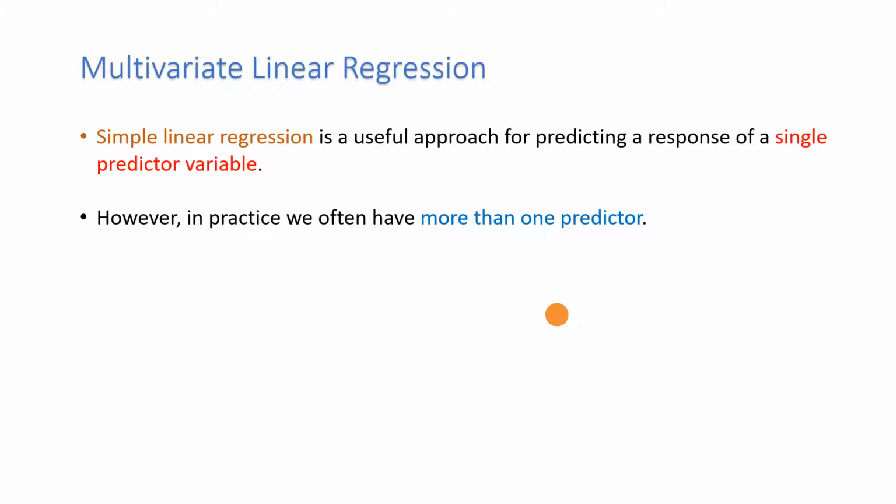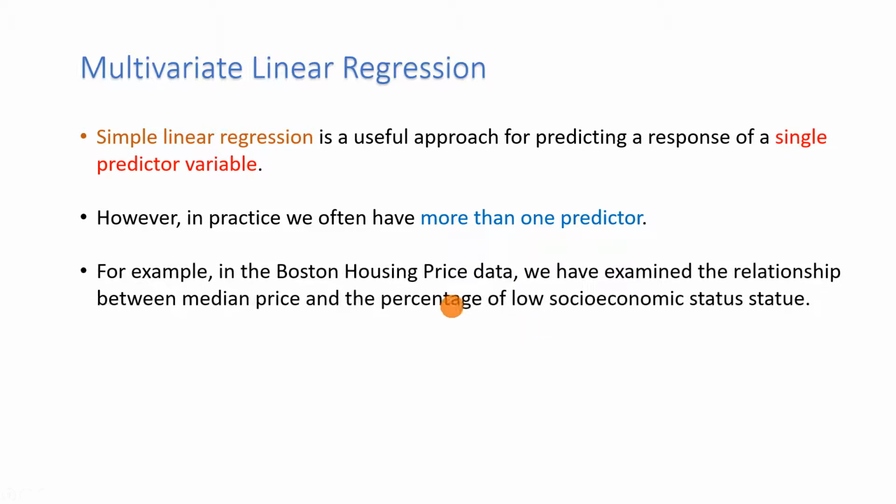One possible way is that we still follow a linear model assumption, but we include more predictive variables in your fitting model, right? And that's how we consider an extension of simple linear regression, which is called multivariate linear regression. Okay.